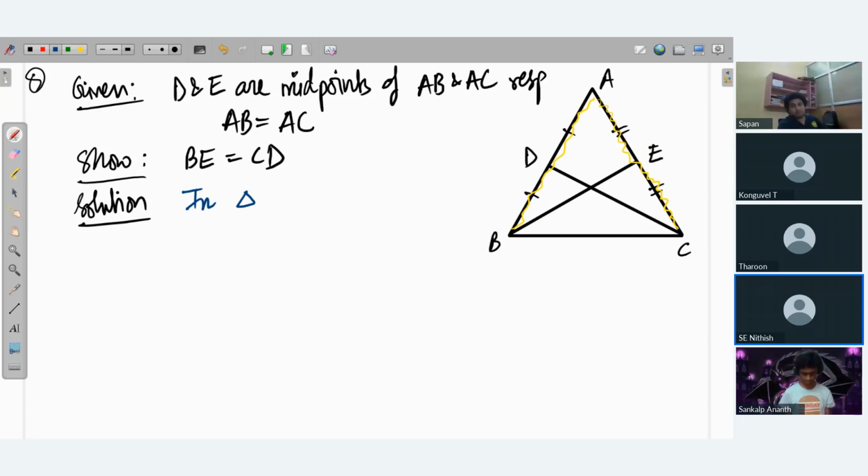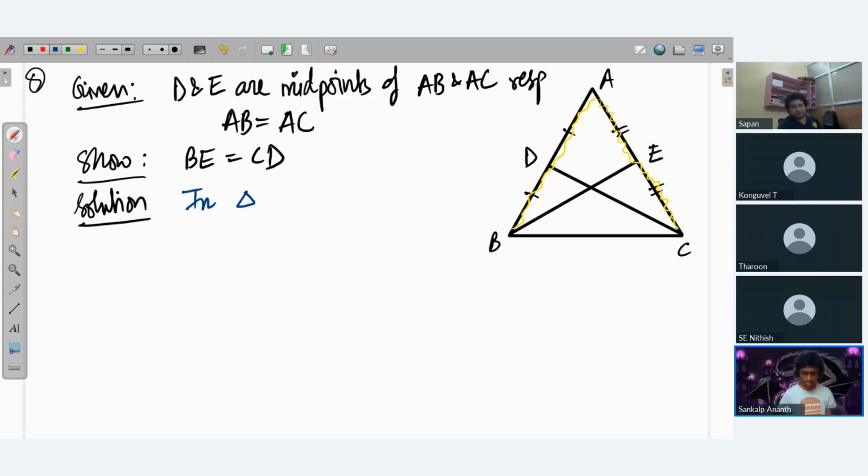You said the yellow lines are equal, right, sir? And both are midpoints. So the two midpoints should be equal to each other because both sides are equal, right? No, no, there's nothing like that. Not very direct. Sir, I don't get one thing in this question.